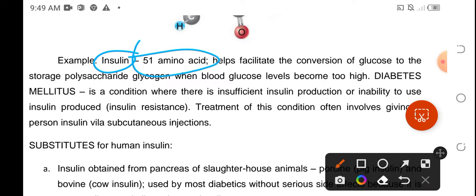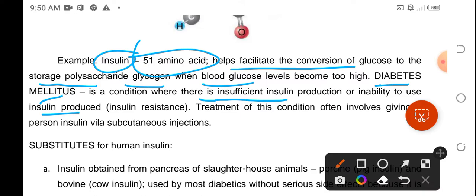It has 51 amino acids, and of course, yung pagkakasunod-sunod ng mga amino acids, dapat tama siya in order for it to be classified as insulin. And we all know that insulin helps facilitate the conversion of glucose to the storage polysaccharide glycogen when the blood glucose level becomes too high. And insulin ay ginagamit for those patients that suffer from diabetes mellitus. This is a condition wherein there is insufficient insulin production or inability to use the insulin produced. That's why they are insulin resistant.